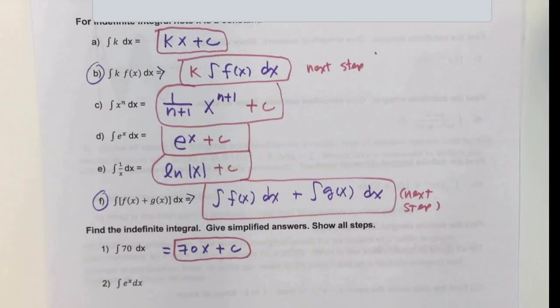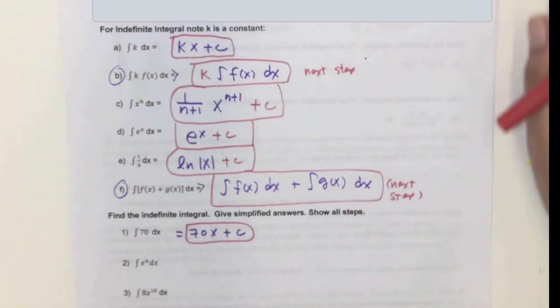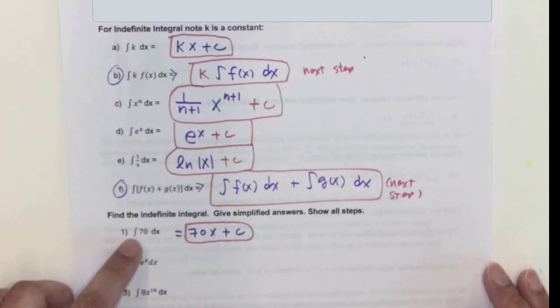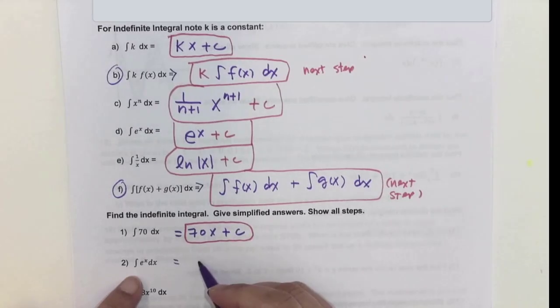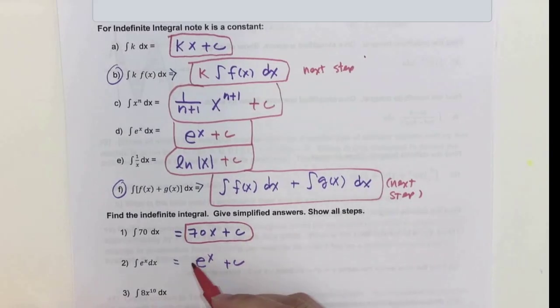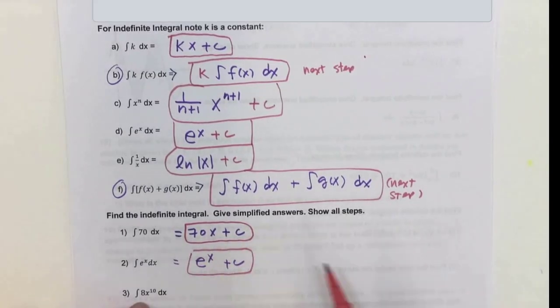Next part is applying those properties. So the first one is just a number. So just now we said just put an x with it as c, because this is an indefinite integral. Number 2, what do we get? E to the x plus c. And then the next one has a number in front of it. So first we will do what?